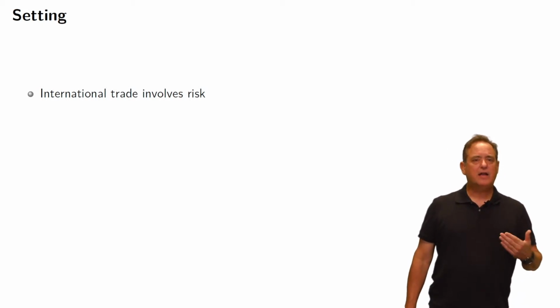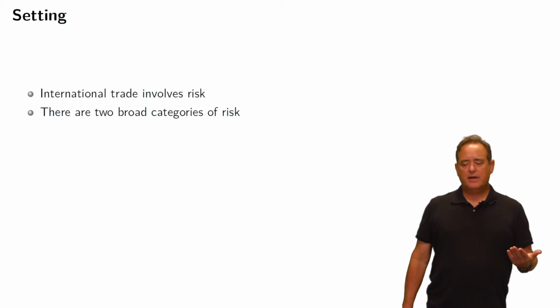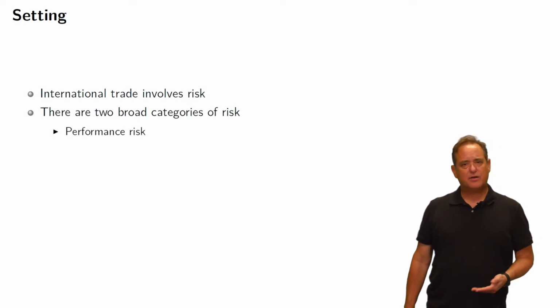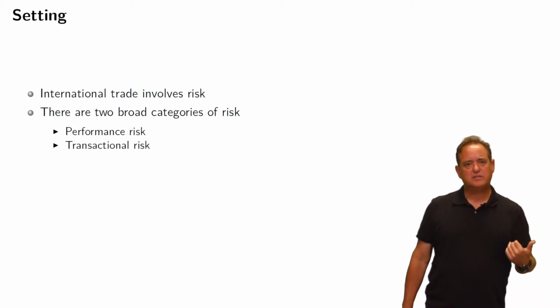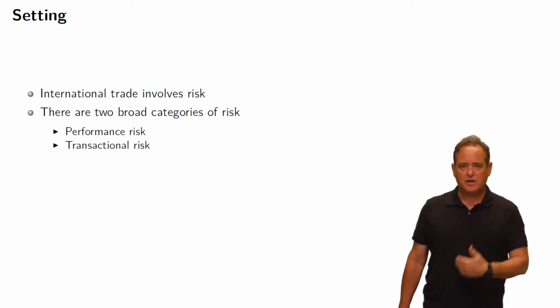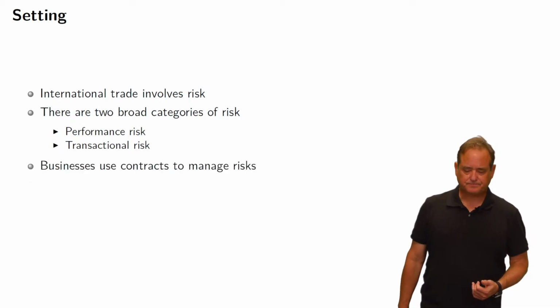We know that international trade involves risk. And there are two broad categories of risk. There are performance risks, risks that arise from the performance of the contract. And then there are transactional risks, risks that arise out of the transaction itself.